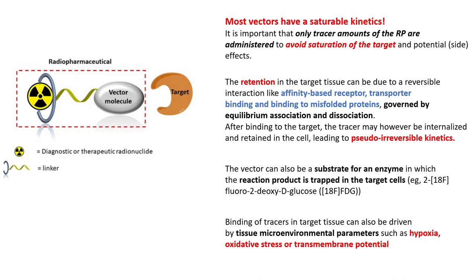Or the binding of the vector molecule to the target tissue can be driven by tissue microenvironment. For example, hypoxia: F18 FMISO is a tracer used for hypoxic imaging. Or because of oxidative stress or transmembrane potential, the tracer can also accumulate preferentially at that site. So this vector molecule or the pharmaceutical can go to the target site because of multiple processes, as I mentioned before. Tissue microenvironment plays a great role in tracer distribution to the target site, for example hypoxia, oxidative stress, and transmembrane potential, including mitochondrial transmembrane potential.